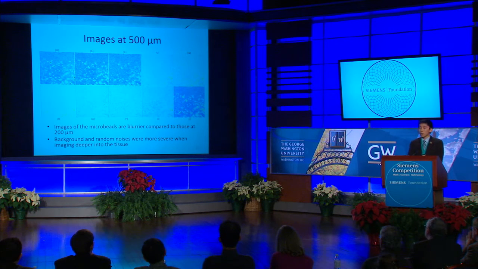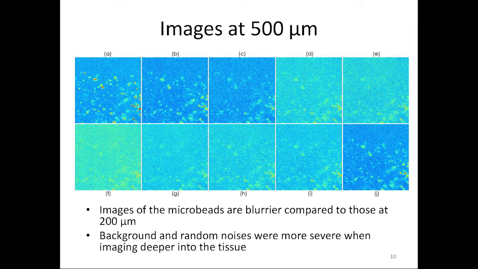And here we can see images collected at 500 micrometers. Note how much noisier each image is compared to before at 200 micrometers, even though the same phase modulation was applied. This is because background and random scattering noises are more severe as you image deeper into the tissue, which my method addresses by being especially effective at imaging structures at deeper depths.